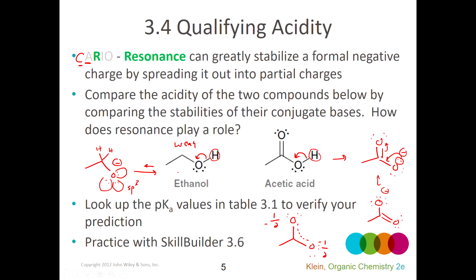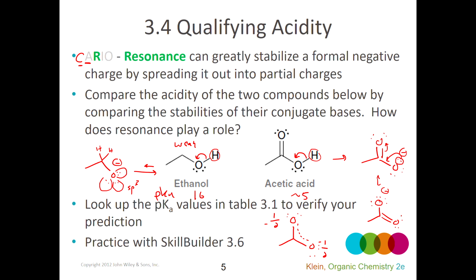And that's reflected in the pKa values. The pKa value for ethanol is 16. The pKa value for acetic acid is about 5. So 11 pKa units difference means that acetic acid is 10 to the 11th, or 100 billion times, stronger as an acid versus ethanol. And that's due to the extra resonance that occurs there. So you always want to be able to look for that.